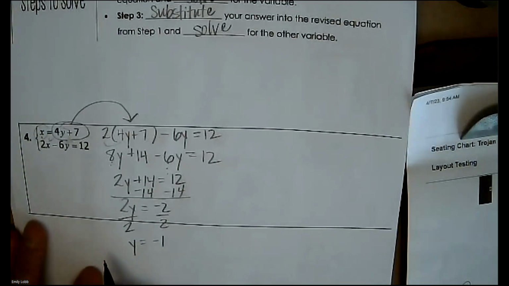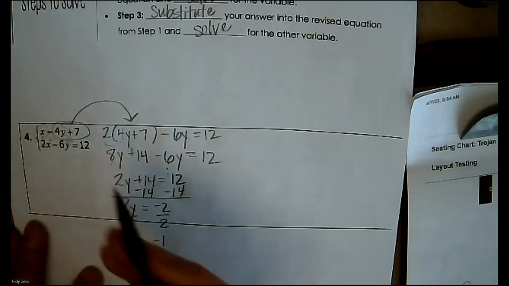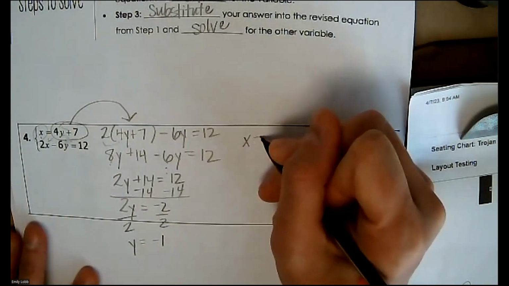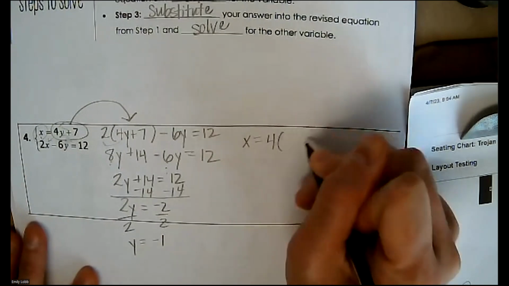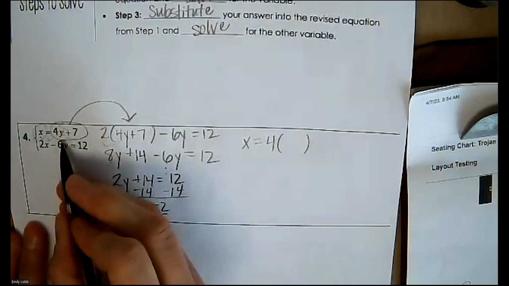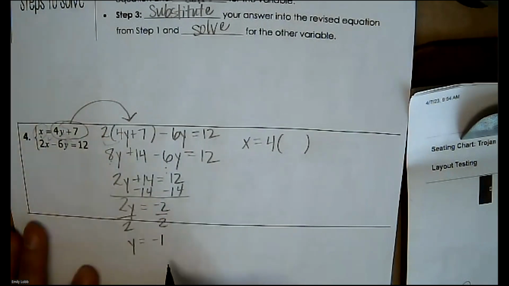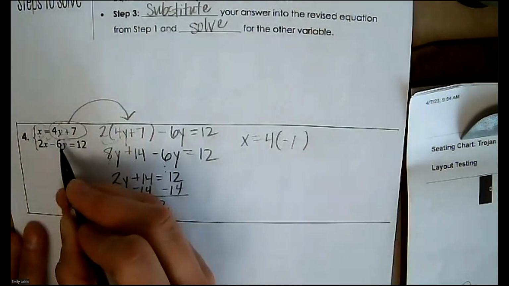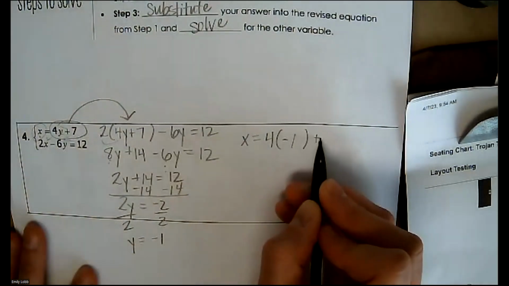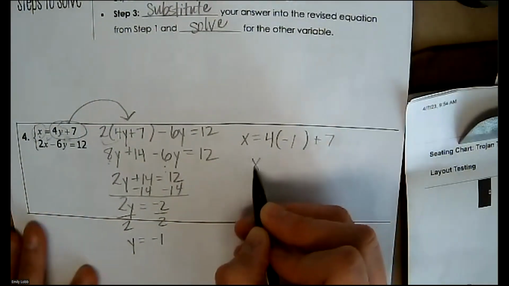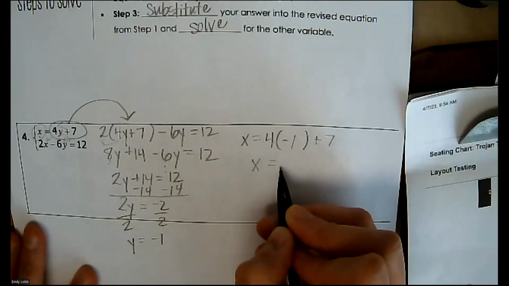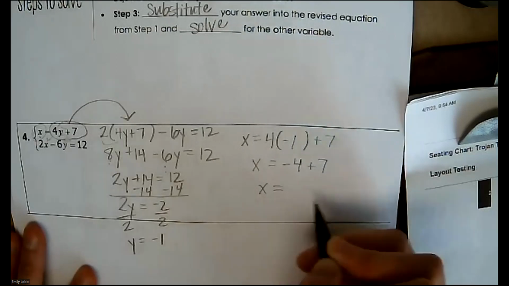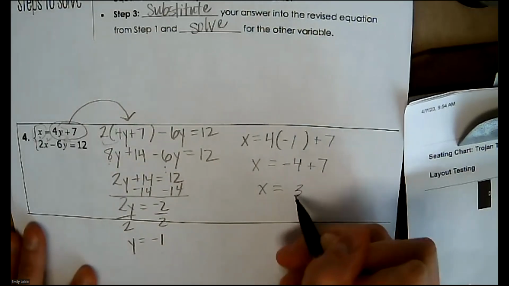Now, I'm putting that into my x equals equation. Y was the unknown, but now I know what it is. So that's what I'm putting in here, but I can't forget the rest of that equation, which is that plus 7. So x is equal to 4 times -1 is -4. -4 plus 7 is 3.